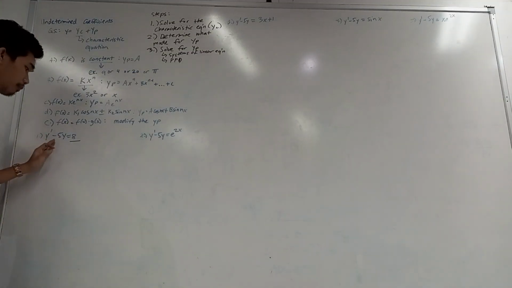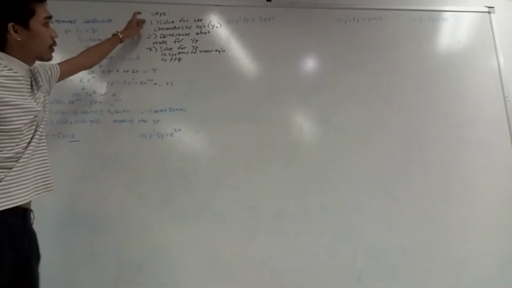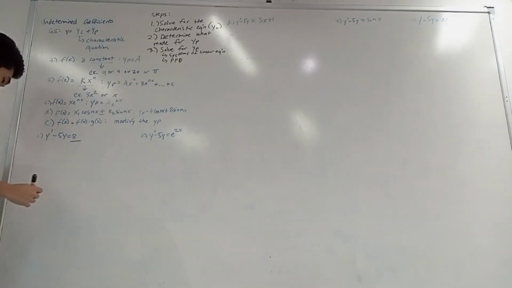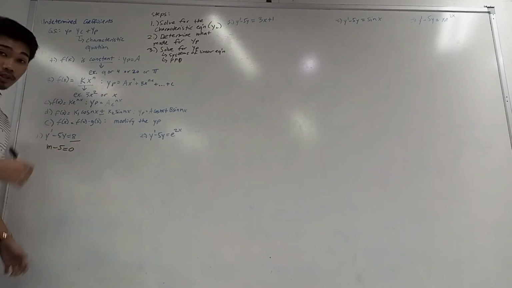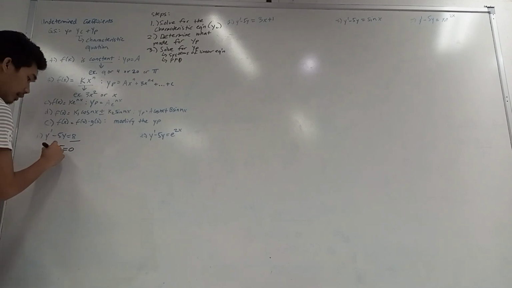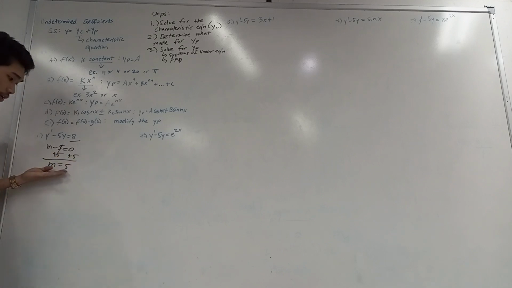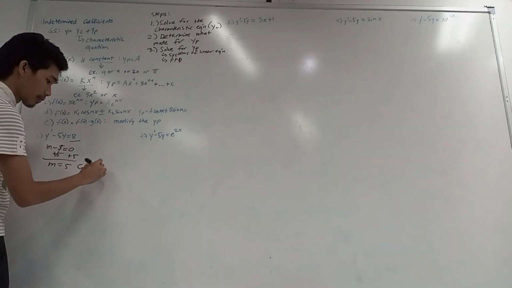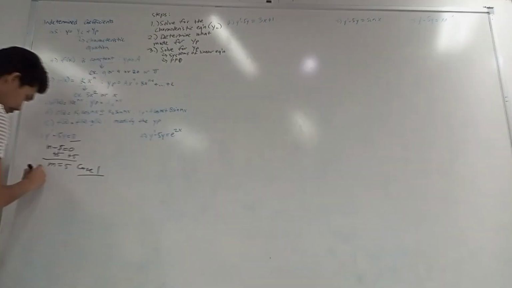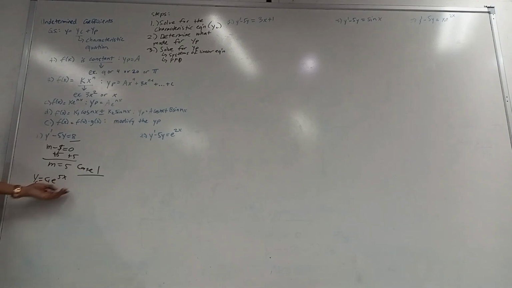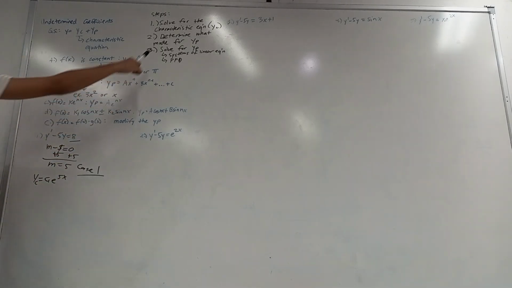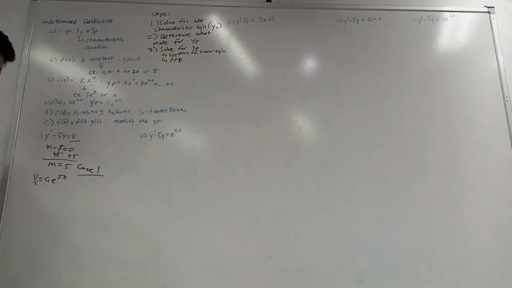So y prime minus 5y is equals to 8. So step 1, solve ang yc. So yc, convert natin sa root equation. So m minus 5 is equals to 0. So we see na if mag-add tayo ng 5 on both sides, cancel out. So m is equals to 5. So with this, makita natin na isa siyang case 1. So yc is equals to c1 e raised to 5x. Okay na.